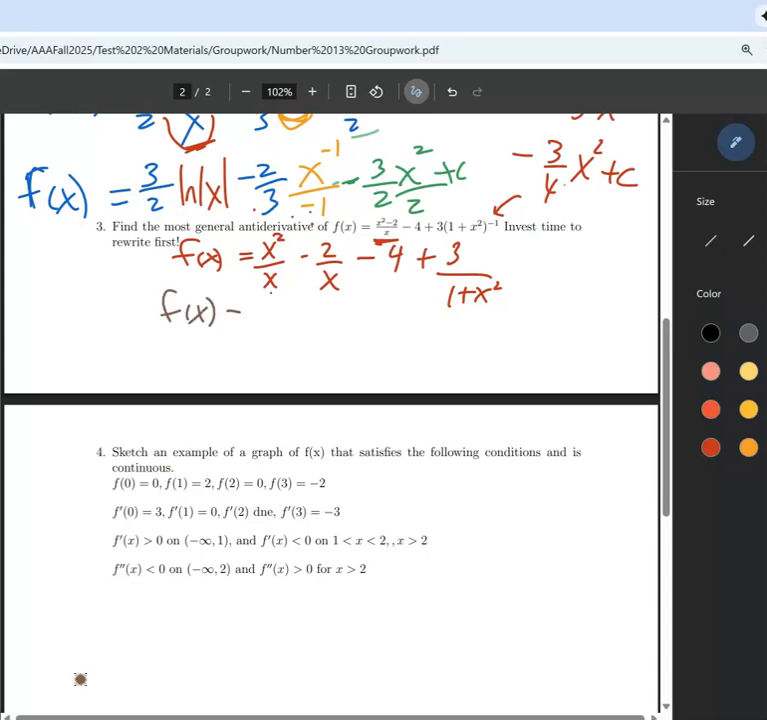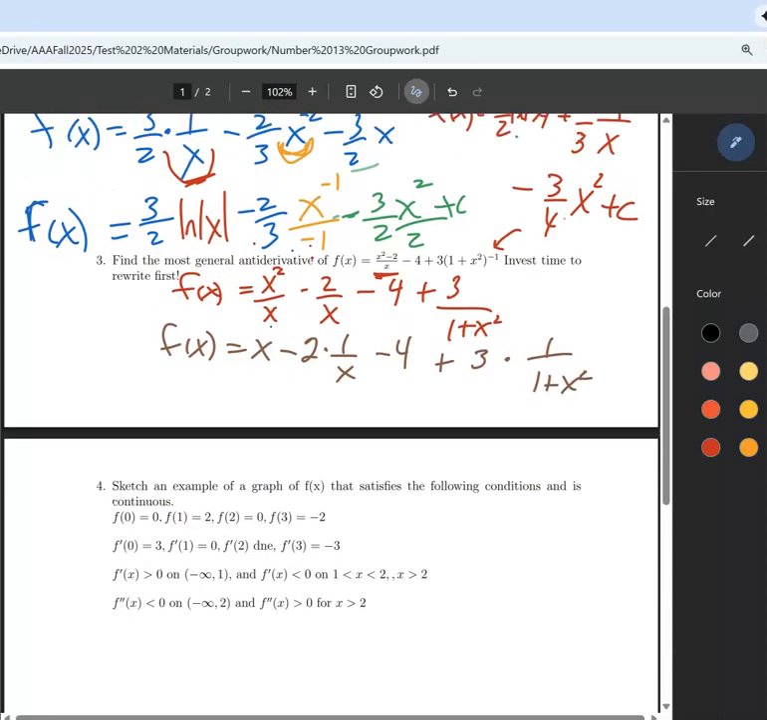I'll rewrite this as x, and I'm going to take the time to put the 2 and then say 1 over x minus 4 plus 3, 1 over 1 plus x squared. What I meant to say, 1 plus x squared. Okay, so now let's take the antiderivative.